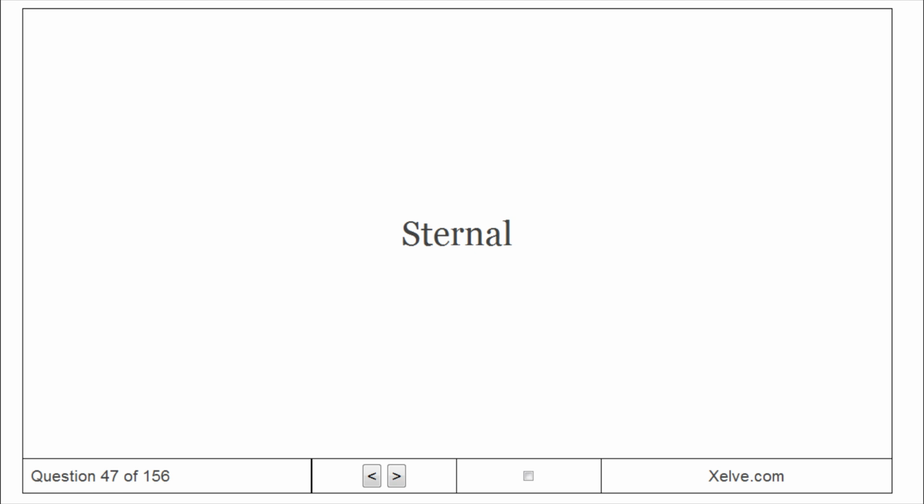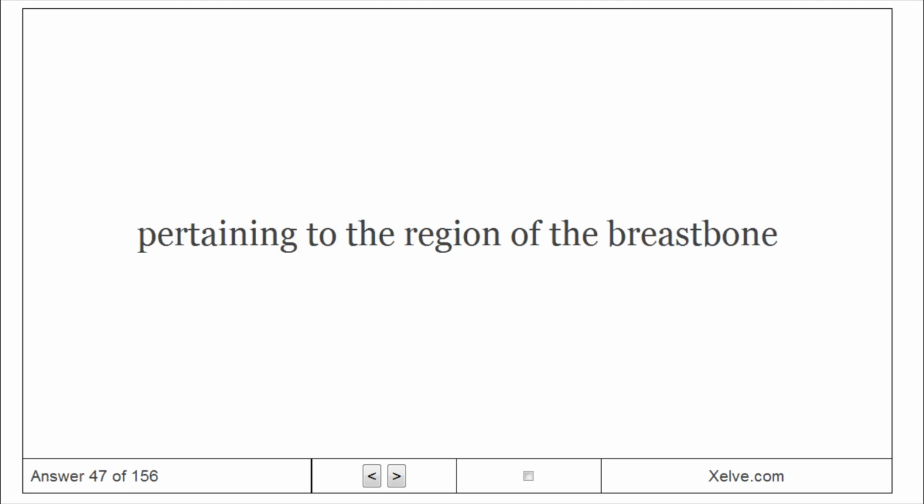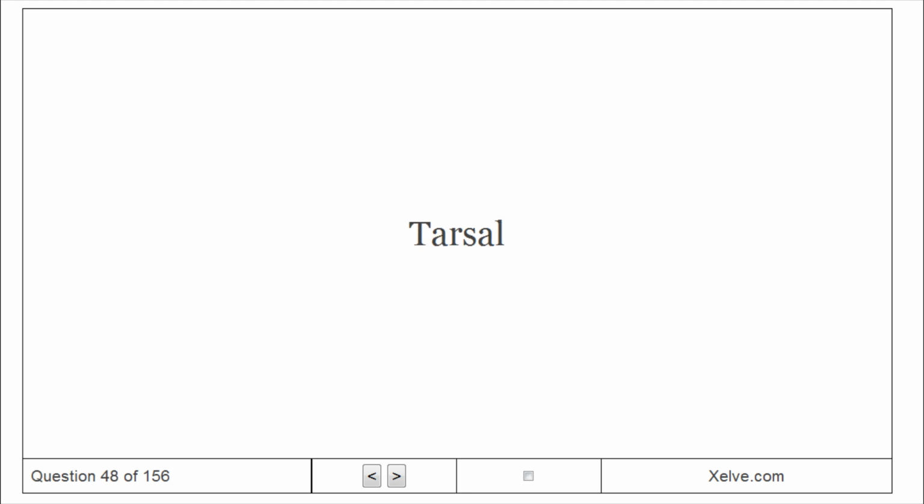Sternal: pertaining to the region of the breastbone. Tarsal: pertaining to the ankle. Thoracic: pertaining to the chest. Umbilical: pertaining to the navel.